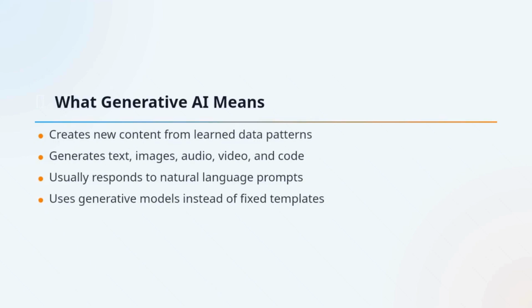Generative AI is a branch of artificial intelligence that creates new content instead of only analyzing existing content. It learns patterns from large amounts of training data and then produces fresh outputs like text, images, audio, video, or software code. In many tools, the user gives a natural language prompt, and the model responds based on what it has learned. So at its core, generative AI is about learning patterns and generating something new from them.